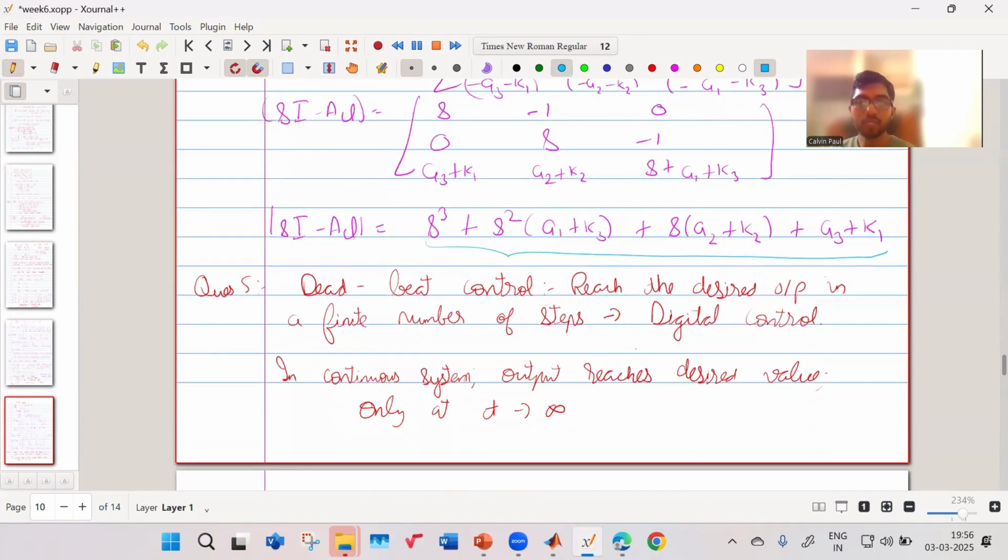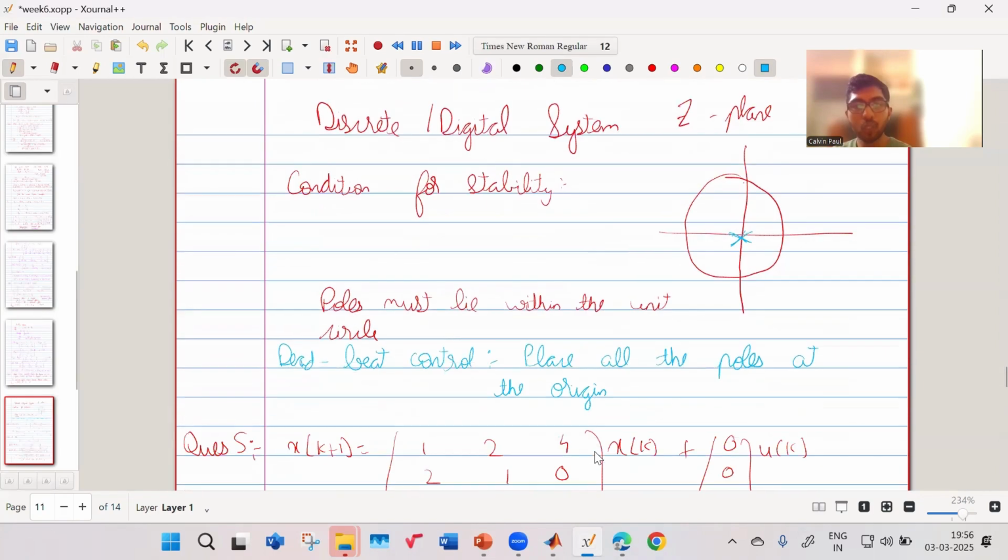Then the next question was about deadbeat control. Deadbeat control is only possible in digital control systems, and this occurs when all the poles are placed at the origin. Okay, so this is not always possible.